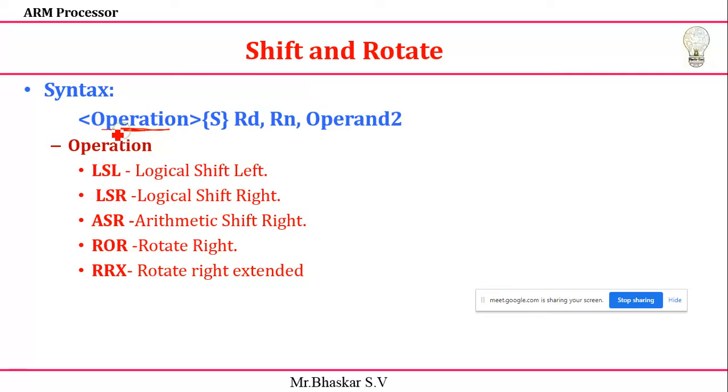Operations means we can do either logical shift left. LSL means it is a logical shift left. If I want to shift left side, then I'm going to use the logical shift LSL instruction. LSR, logical shift right. SR means the shift right. Next, the third one is arithmetic shift right. There is a difference between the two shift rights, one is logical shift right, another is arithmetic shift right. We'll discuss these two.